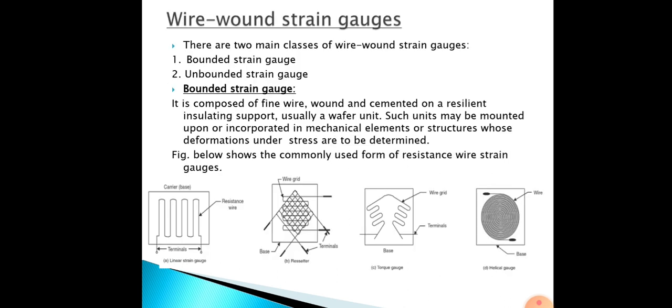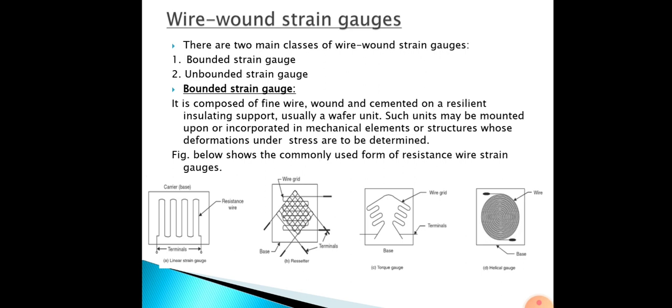Next, we will be seeing the wire wound strain gauge. You can see it in the diagram. In wire wound strain gauges there are two types: the bonded strain gauge and the unbonded strain gauge. First we will be seeing the bonded strain gauge.